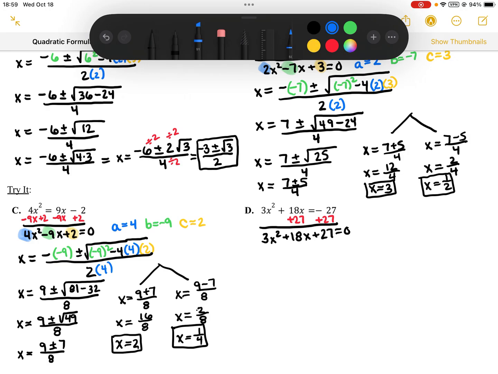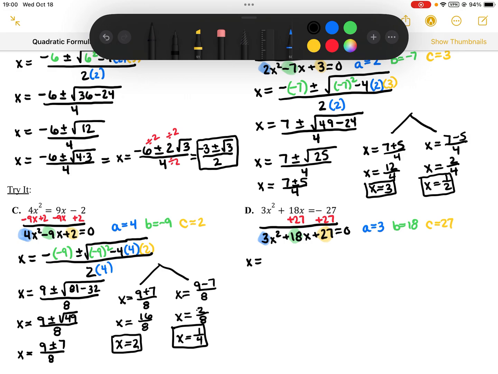So now I'm going to identify my A, B, and C. So A is your coefficient of your x squared term. So A equals 3. B is the coefficient of your x term. So B equals 18. And then C is your constant. So C here is 27. So now I'm going to substitute these into my quadratic formula.